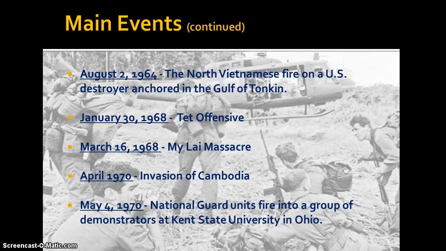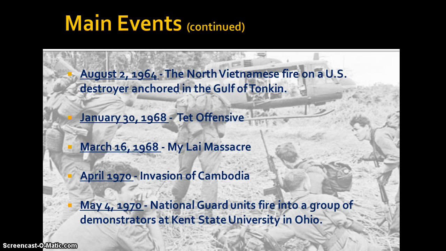On August 2, 1964, the North Vietnamese fire on a U.S. destroyer anchored in the Gulf of Tonkin. After President Lyndon Johnson falsely claims that there has been a second attack on the destroyer, Congress passes the Gulf of Tonkin Resolution, which authorizes full-scale U.S. intervention in the Vietnam War. Johnson orders the bombing of North Vietnam in retaliation for the Tonkin attack.